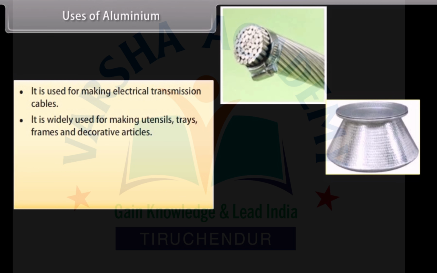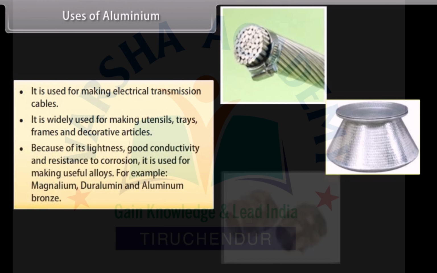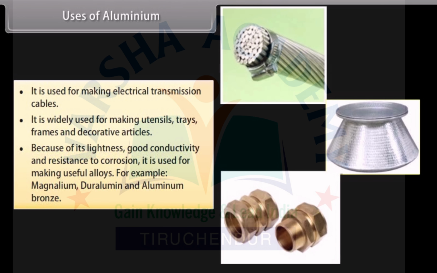It is widely used for making utensils, trays, frames, and decorative articles. Because of its lightness, good conductivity, and resistance to corrosion, it is used for making useful alloys. For example, magnesium, duralumin, and aluminium bronze.